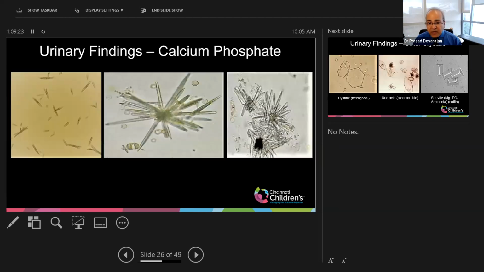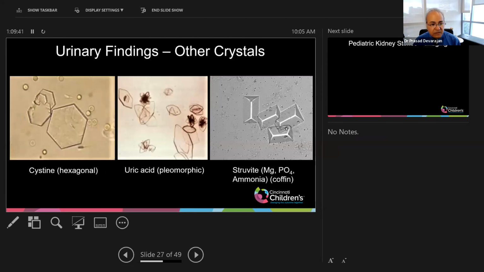So these are what calcium phosphate crystals look like. They're pleomorphic, star-shaped. Again, if we see mostly this without calcium oxalate, it tells us to address the phosphate issue and not so much the oxalate issue. And these are some of the rarer causes. Cystine, hexagonal crystals, very important to diagnose. Rare condition, but the earlier we diagnose it, the earlier we can treat it.